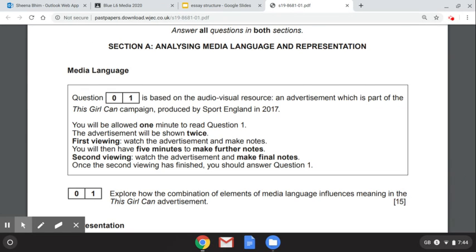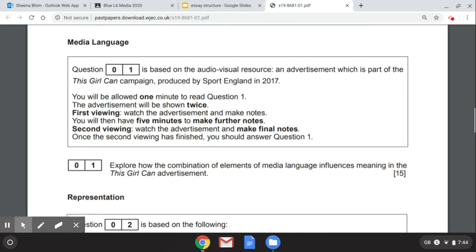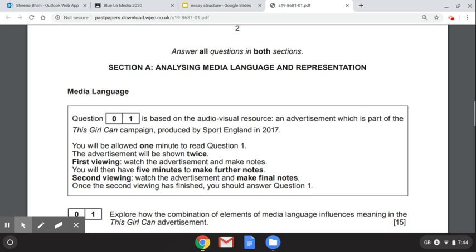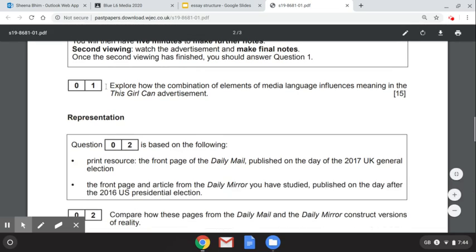So you will always have an audio-visual resource, and it will always be first. In this case, the media language resource is the audiovisual resource. It was an advert for This Girl Can, produced by Sport England. Before the exam starts, you'll be given 1 minute to read it. The advert's going to be shown 3 times. It was shown twice in the first year, now it's 3 times, and it tells you exactly what you can do during the screenings. And then you'll have the question.